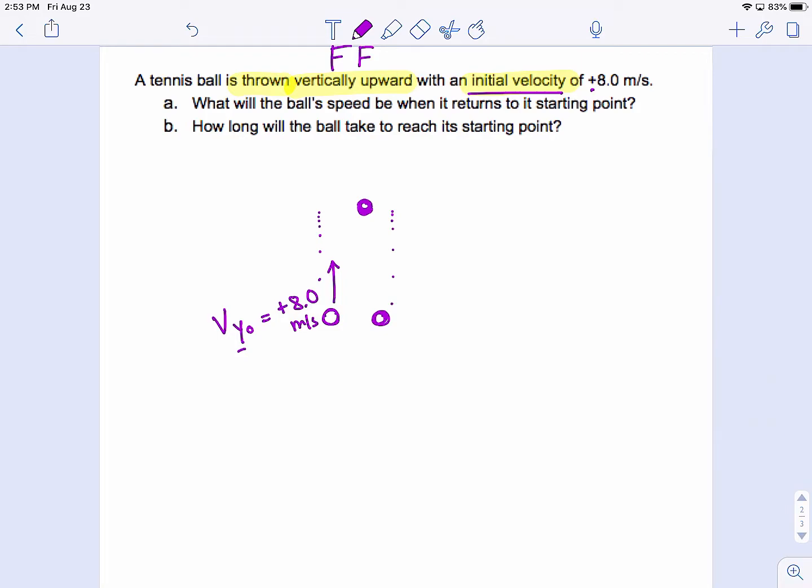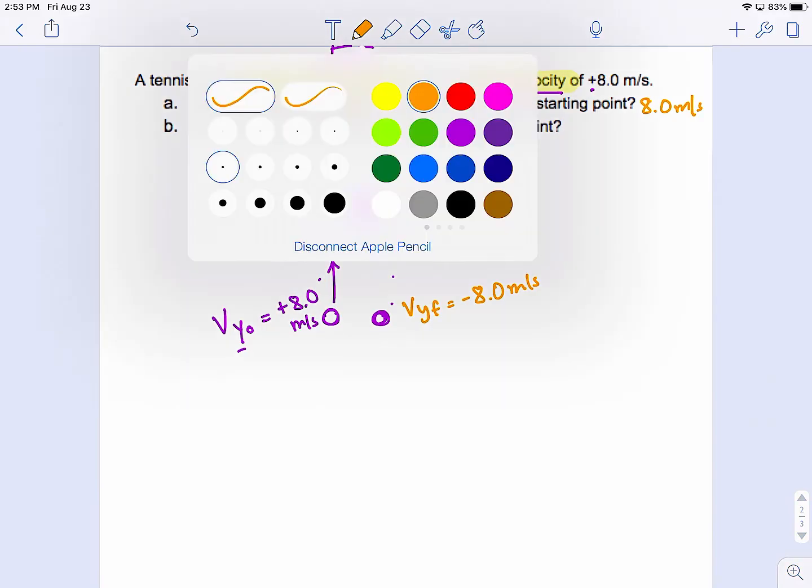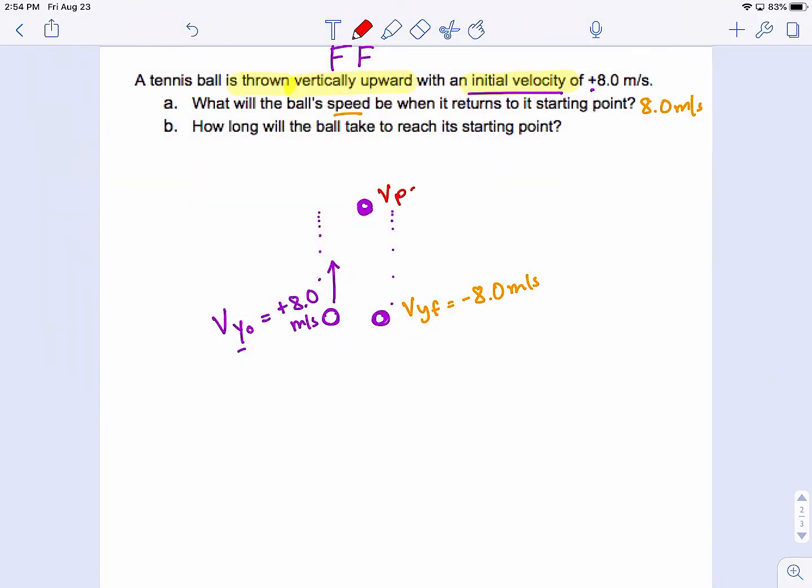Okay? So here it says what will be the ball's speed when it returns to the starting position? Pretty simple. Here, what is the final vertical velocity? Well, it is negative 8 meters per second. This is symmetrical. We talked about this in the previous video. So when it's asking for speed, though, you can just write 8.0 meters per second. Speed is a scalar quantity. You do not have to include direction there. Another little tidbit of information, the velocity at the peak, remember, is instantaneously zero.